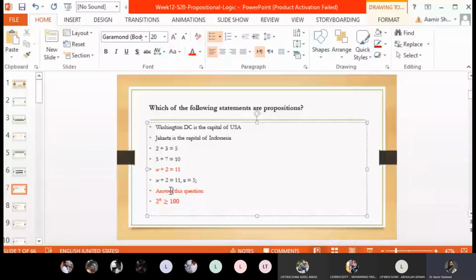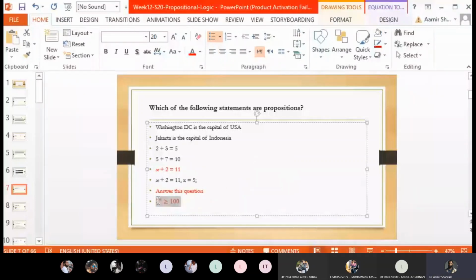Answer this question. So this is like an imperative statement. Answer this question. So we have to answer the question. So the answer is not true or false. So answer this question, इस तरह की statement is not a proposition.